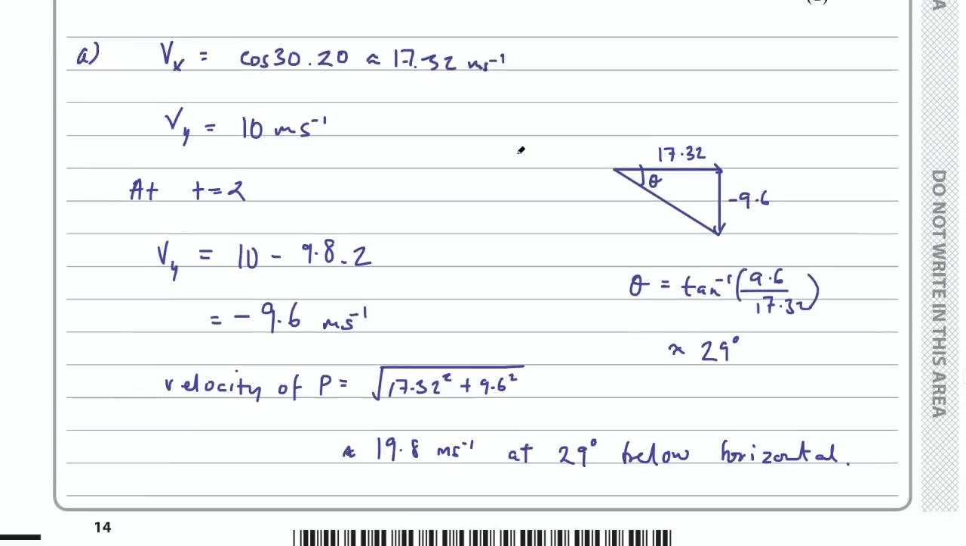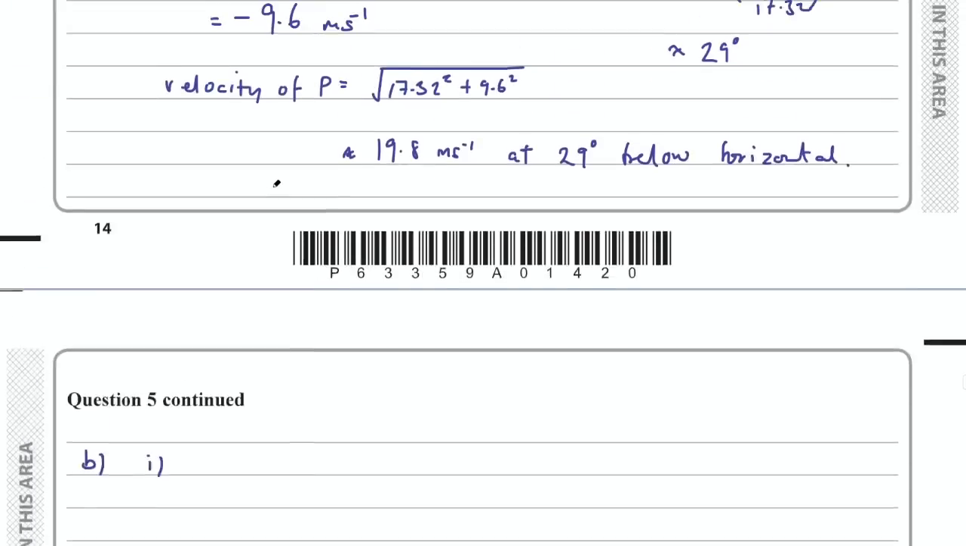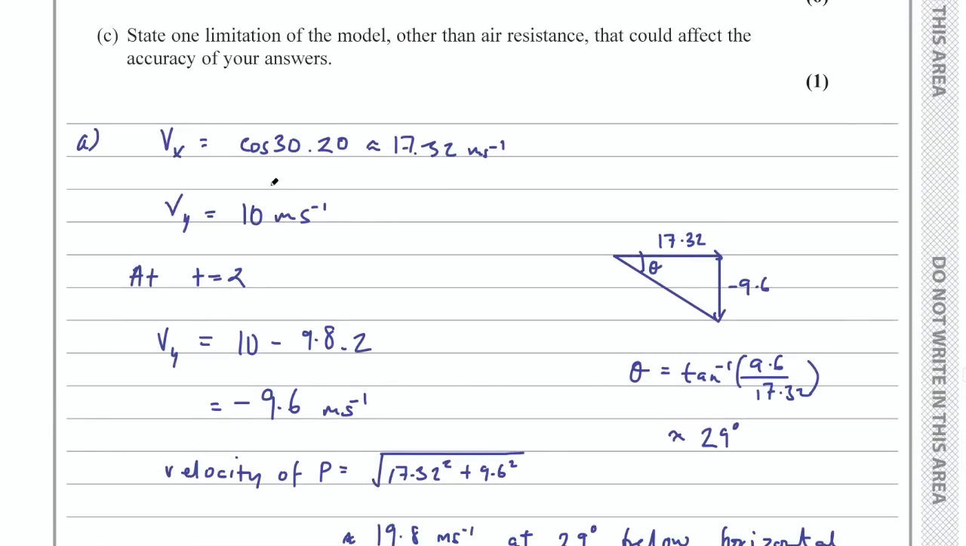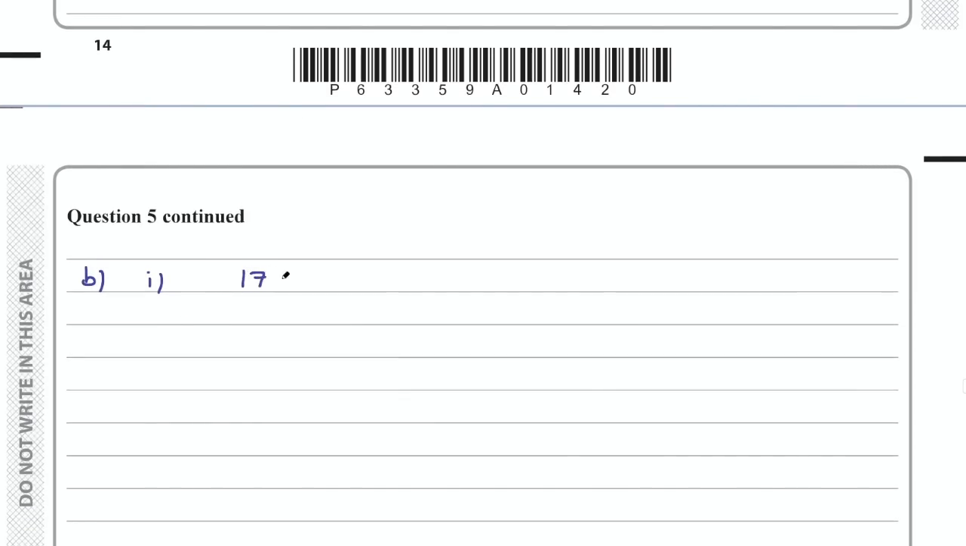So for part B, we have the horizontal speed of ball P. That was 17.32 times the time.